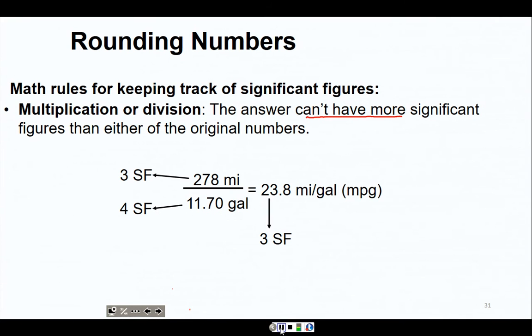So you take the original values, think hard. Let's see, this one has 3 because all 3 digits count. And this lower value in this division problem has 4 sig figs because there's a decimal. All the digits count, and it's 4. But you can't have more than either of the original numbers.